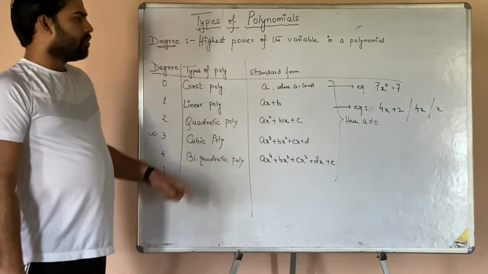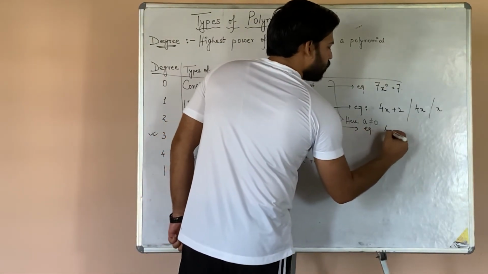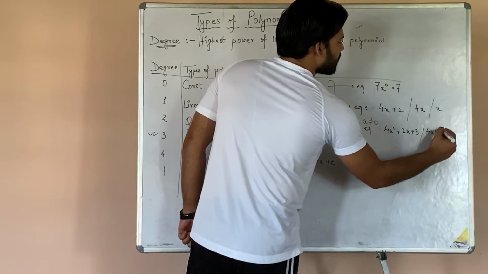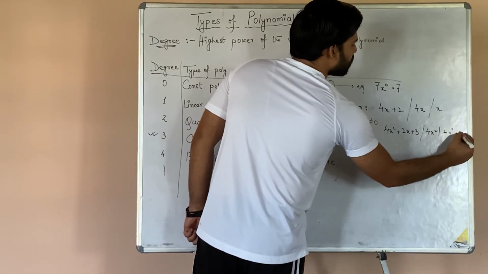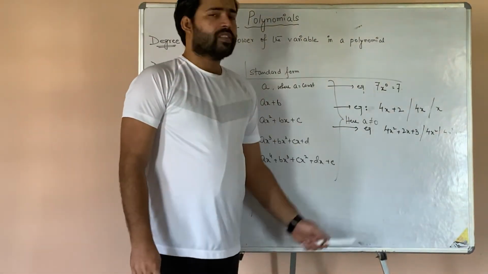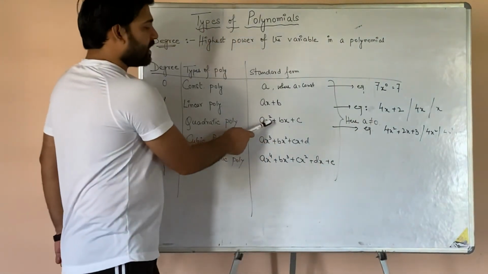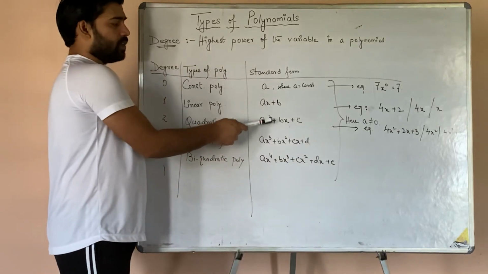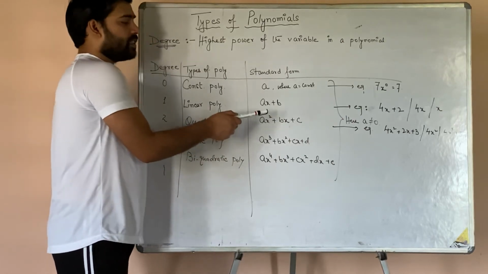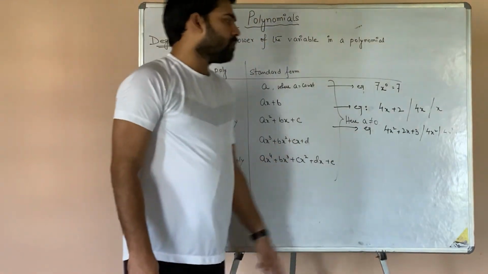Similarly, the quadratic polynomial, its standard form is written as, for example, 4x square plus 2x plus 3, or you can simply write 4x square, or 4x square plus 3, like that. Different examples. The main point is that the degree should be 2. That means the highest power of the variable should be 2, and the coefficient of the part which is defining the degree, this x square part, that is a, should not be equal to 0. And this is what a quadratic polynomial is.